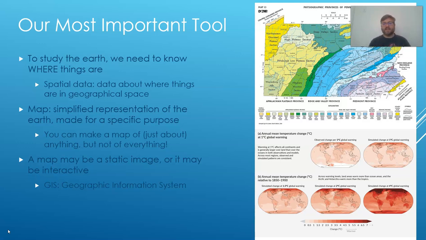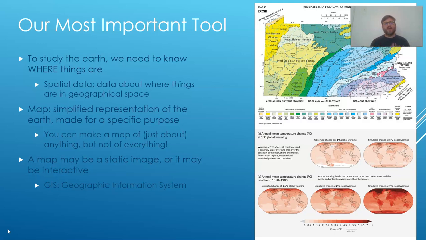And in both cases, we're mapping just one thing. There's no information about geology on those climate change maps. There's no information about climate on the geological map. So you can make a map of just about anything, but you can't make a map of everything at once. You've got to choose what you are putting on your map. What aspect of the Earth are you trying to understand through making this map? And so that's another important simplification. You're leaving out a lot of what's going on in the world to focus on one thing that you want to explore through making this map.